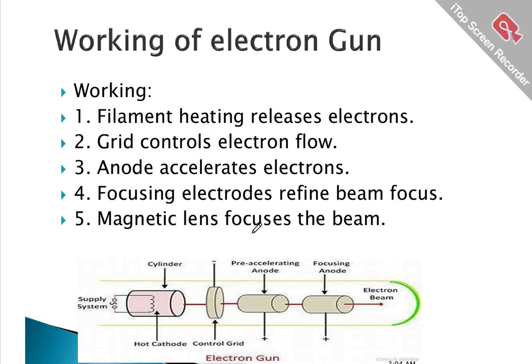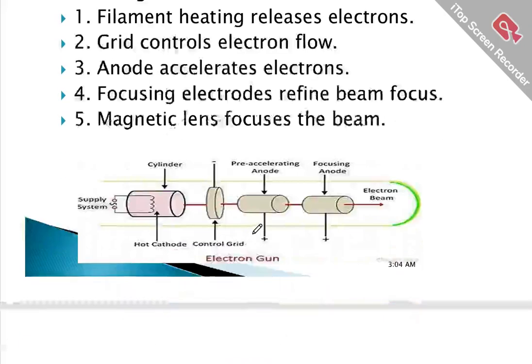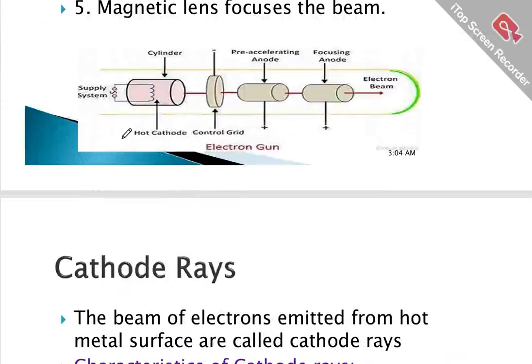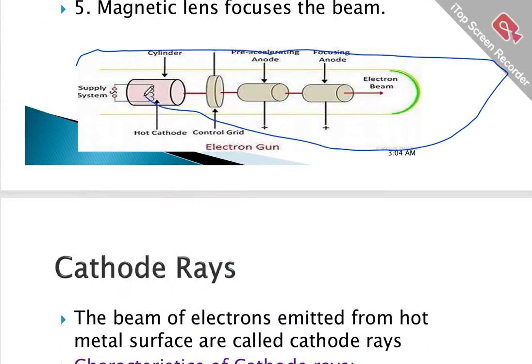It will work as the lens. Basically, the work of a lens is to bend something from its path. So magnetic field also bends the electron beam from its path. That is why it is known as magnetic lens. So this is again the setup of electron gun, all about it.